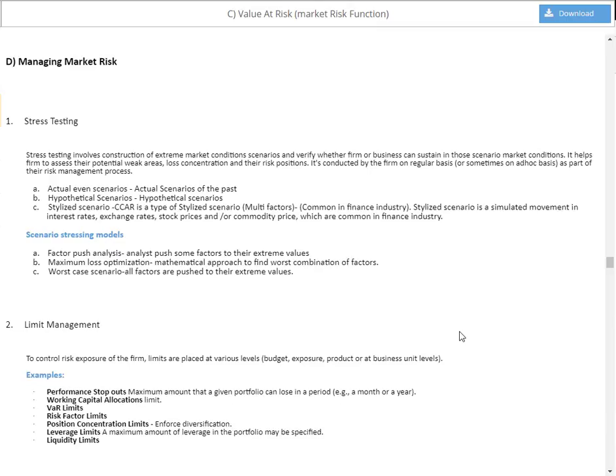Working capital allocation limits are placed on the working capital amount allocated to a department. VaR, value at risk limits are placed on how much value at risk loss a department or a business unit can sustain. Risk factor limits, where certain exposure to certain risk factors is avoided or taken in a limited amount. Position concentration limits, where a certain amount of position can be held. Leverage limits, where the maximum amount of leverage in the portfolio may be specified, or liquidity limits.